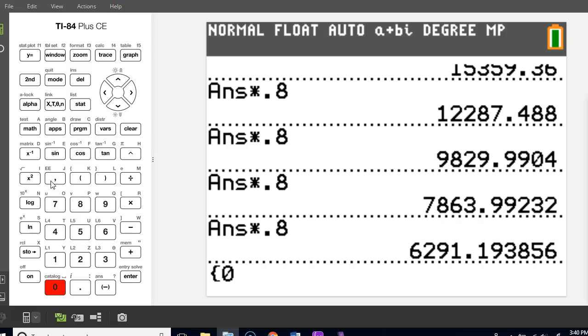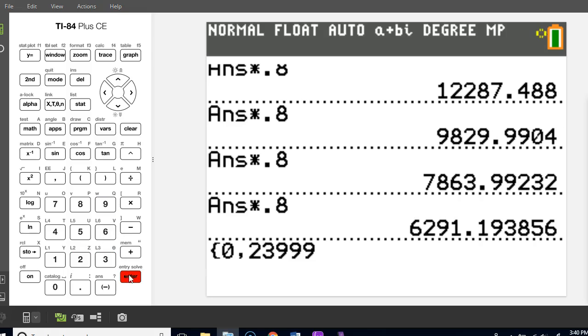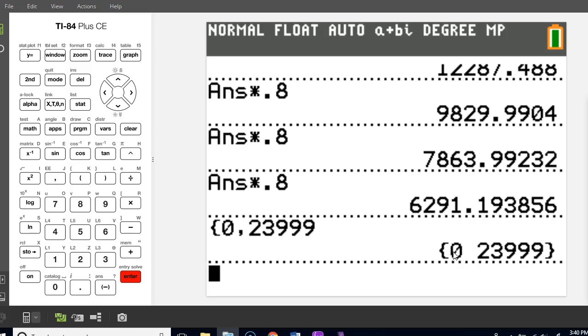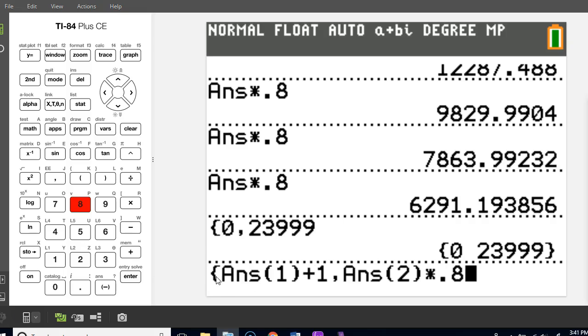So the first number, 0, keeps track of the years, and the second number, 23,999, keeps track of the value. That's like u sub 0. Now I'm just going to type this all in. I'm going to pause it and watch what happens. And ta-da, there it is. What this says is take answer 1, the first answer in the previous line, and add 1 to it, just like a recursive sequence. And this says answer 2, take the previous one and multiply it by 0.8.